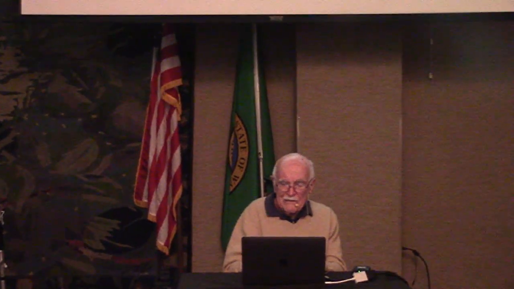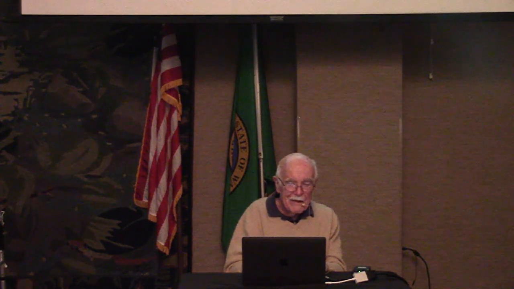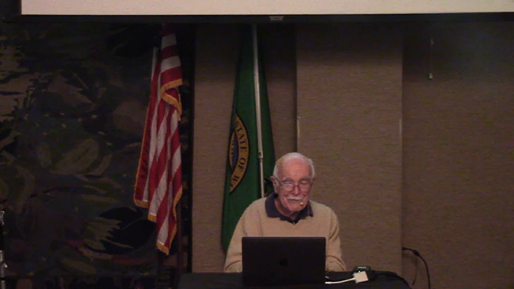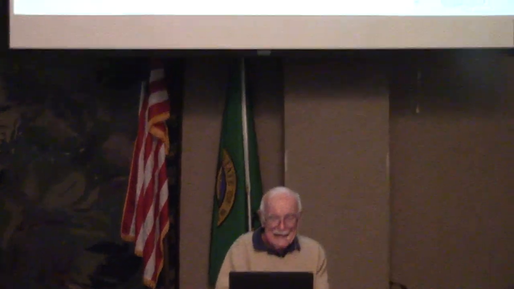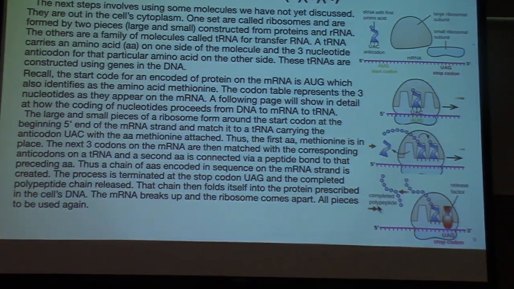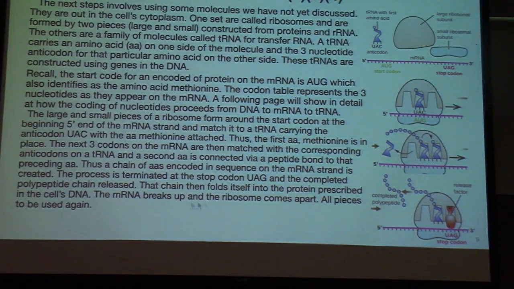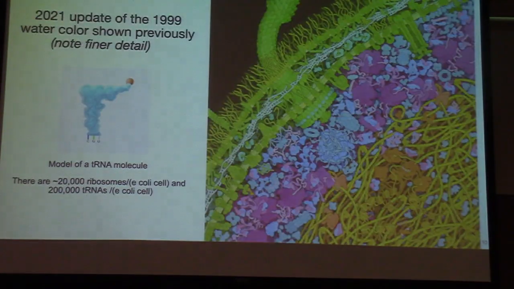requires. So it's just an amazing sequence of events where the cell obviously has to know where to start and where to end in order to read the genome from the beginning to its proper end, and the sequence has to be correct. When they're done, the mRNA breaks up, the ribosome comes apart, and the pieces are to be used again.